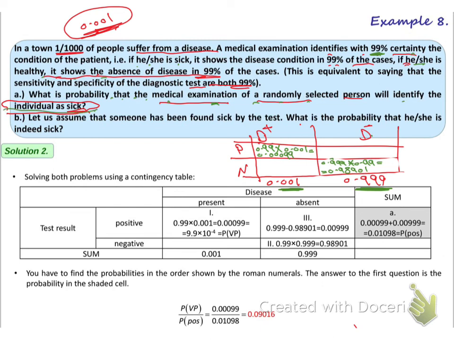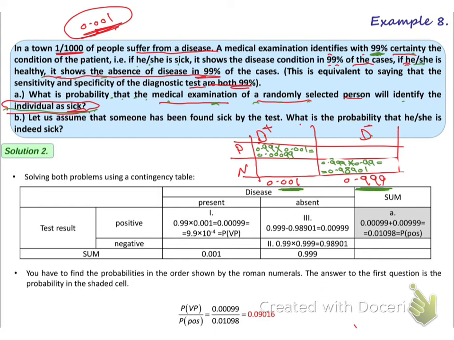So he will be identified as sick. Identified as sick means the result will come positive, regardless if he has the disease or he doesn't have the disease. So positive means all this, okay? Positive should be here the total. But I don't know this figure, so I can calculate it. So here, I have to calculate this one.